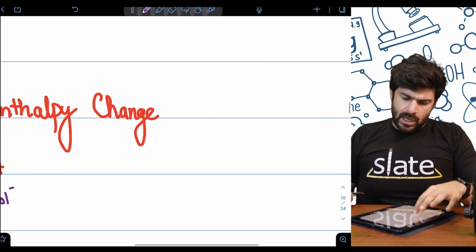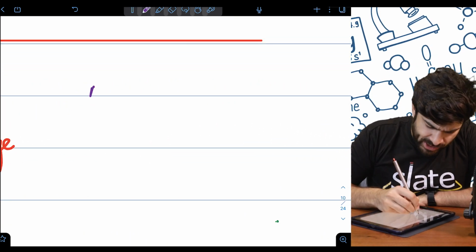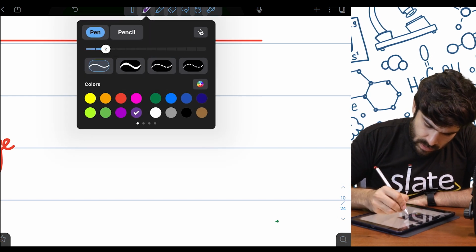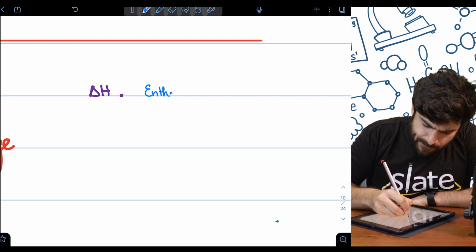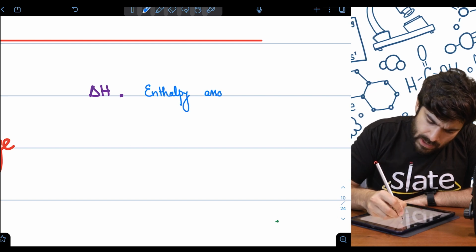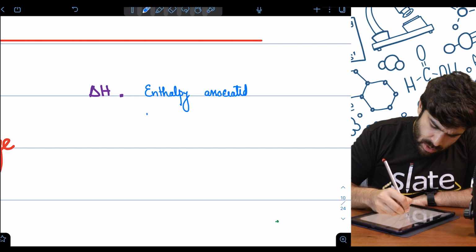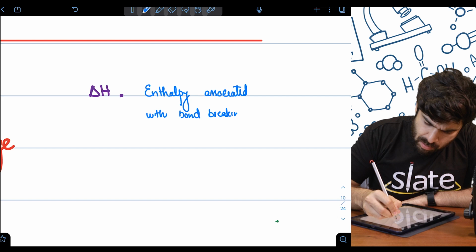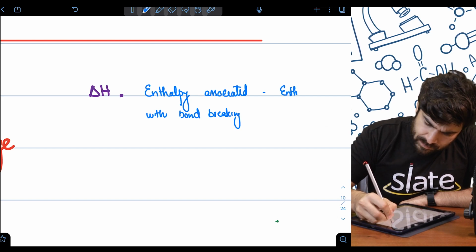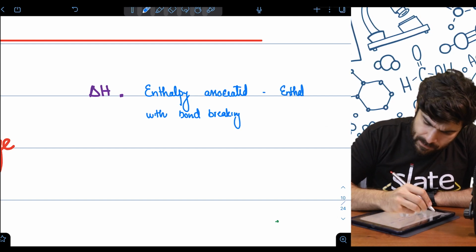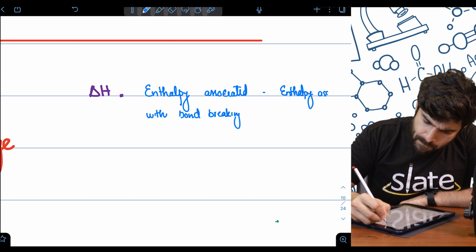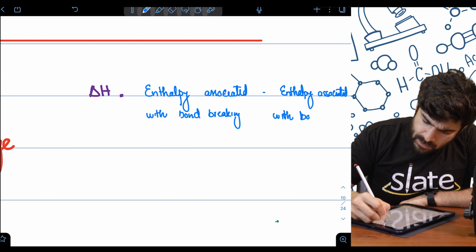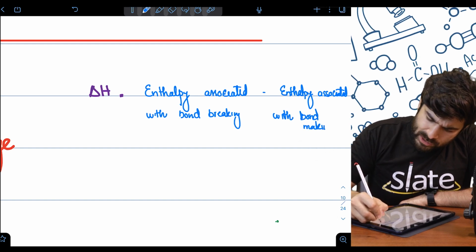For instance, one method involved enthalpy change equals enthalpy associated with bond breaking minus enthalpy associated with bond making. Now that was one formula.